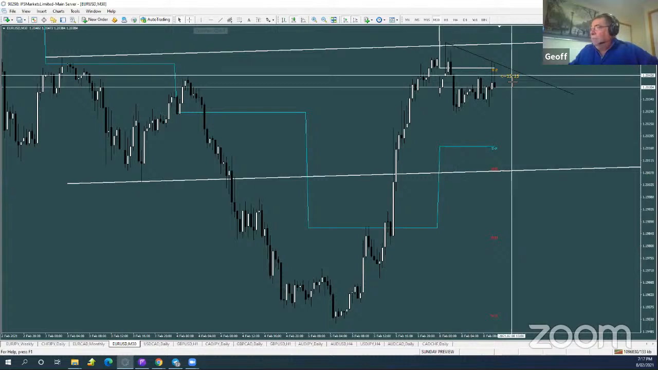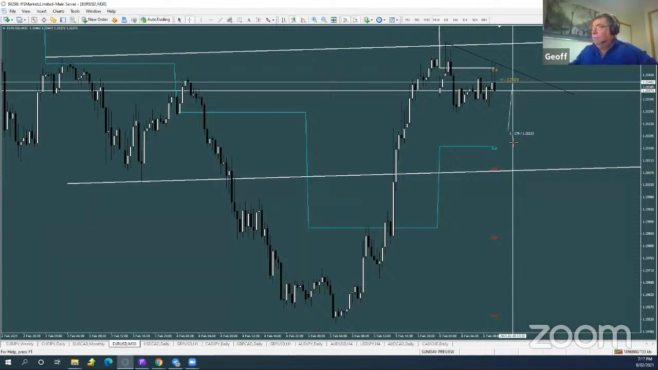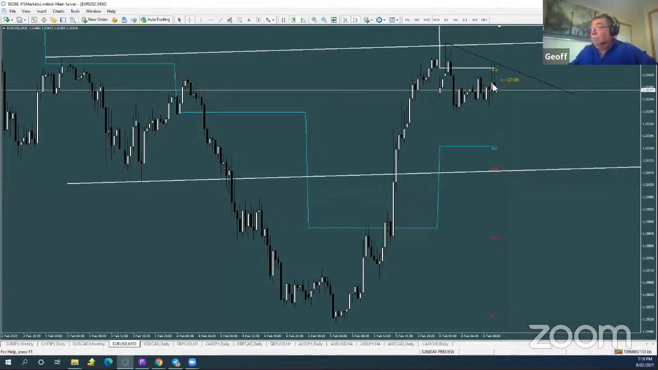We may be looking at something like, I don't know, 10, 15 pip risk would be awesome. And our reward, 1.5, pretty cool as well. If you want to hold on and take it down to the bottom there, you may even get 2 to 1 out of it. May not get the opportunity, but if it does set up, happy days. That's exactly what I'll be looking for.